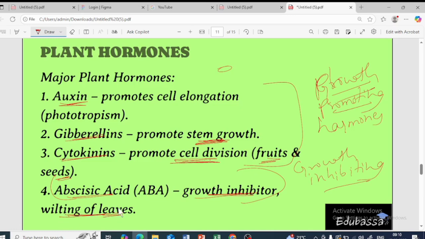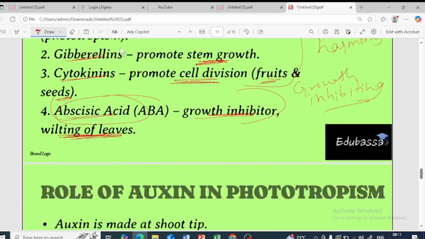Wilting of the leaves in the sense, because of the inhibition. For example, just imagine there is no water present in the plant. So what this abscisic acid does is help the plant close its stomata, so that further loss of water will not take place. Because of that, the wilting of the leaves will take place, and the falling of the leaves will take place. So this is about the plant hormones.